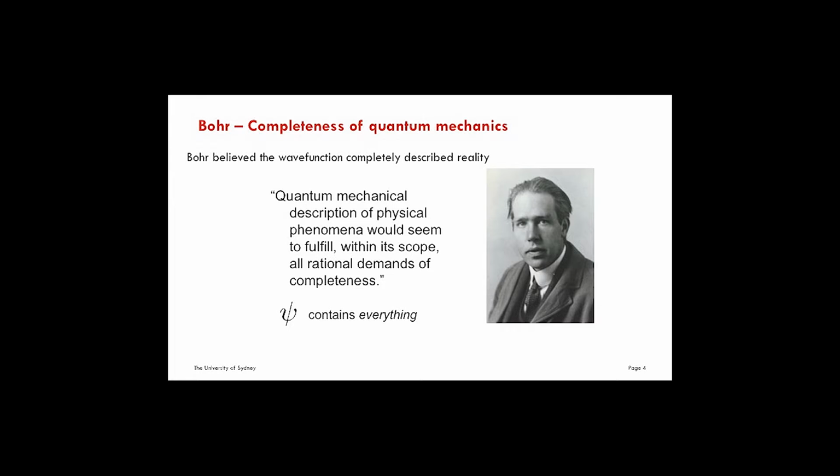A quantum mechanical description of physical phenomena would seem to fulfill within its scope all rational demands of completeness. Unraveled a bit and paraphrased, he means that the quantum wave function is the whole story. That's everything. It's not about describing something that's going on out there. It's not something about your information in your head. It's just a mathematical tool that has all the possible data in it, and you use it to calculate predictions of outcomes at the end of your experiment. And there's nothing more to it, and you shouldn't think too much harder about it, perhaps.